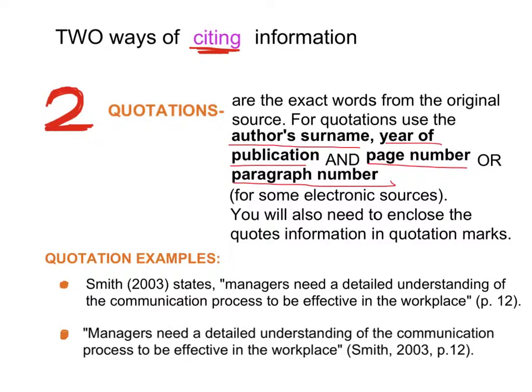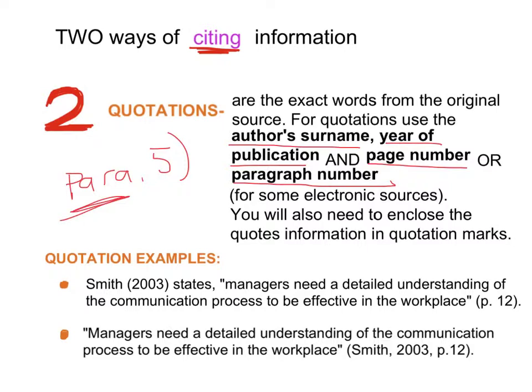So if you got it from a book, you use the page number, but if you've taken it from an electronic web page or website that does not have page numbers, then you just need to say the paragraph number. This will be identified in your writing by the word para, full stop, and then whatever paragraph number it is. So if it's a page, it's just a P, but if it's a paragraph, you need to write para. Now if you look below, there are some quotation examples.